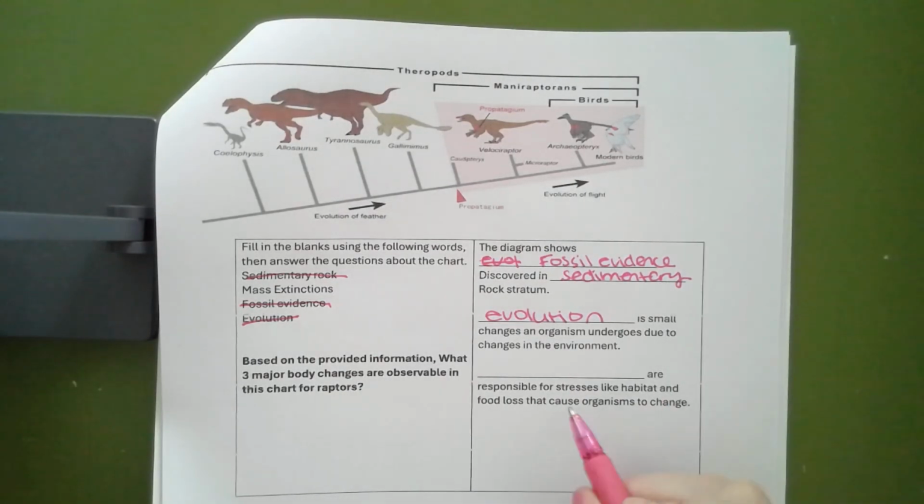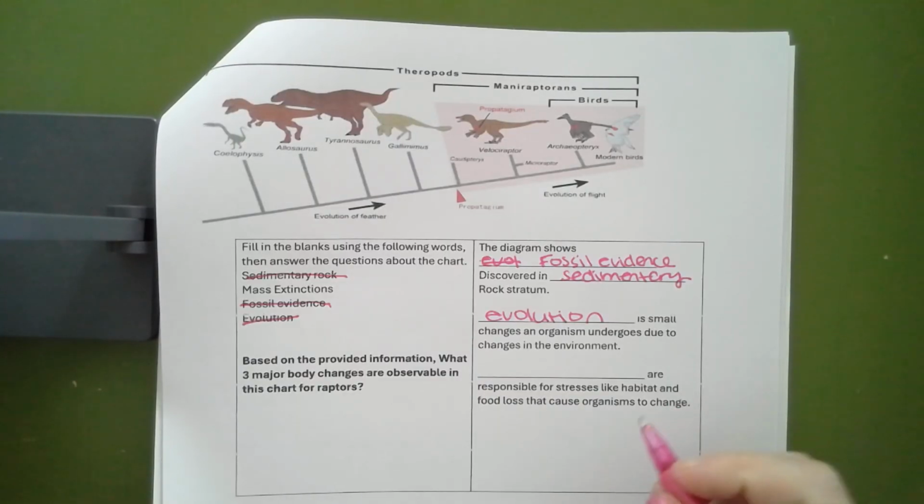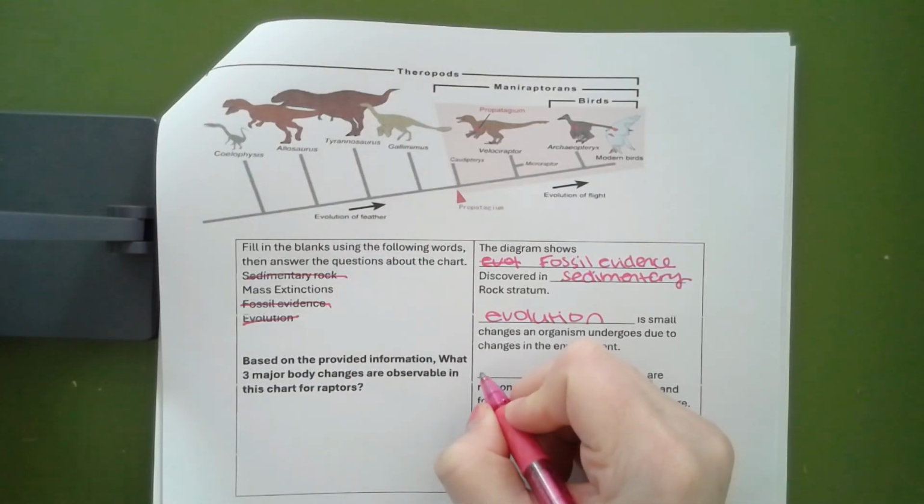All right. Blank are responsible for stresses like habitat and food loss that cause organisms to change. What would be a stressful event? Mass extinction.